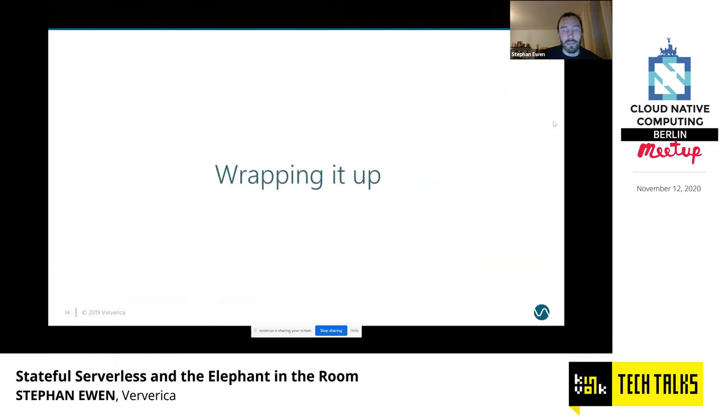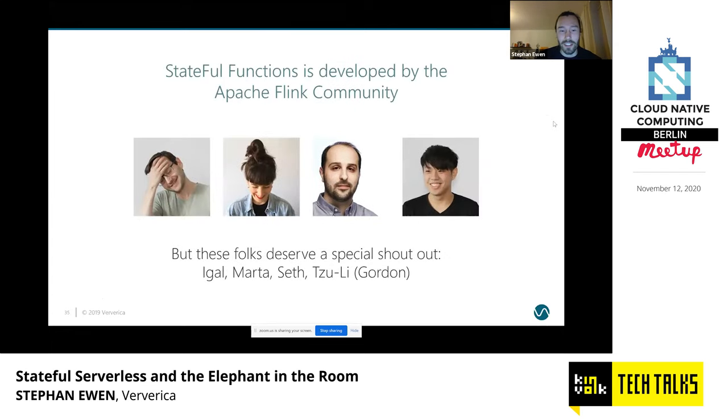I'll skip over the rest because I'm running out of time, and I would like to leave some time for questions. Just briefly, this project is part of Apache Flink. It's developed by a handful of people in addition to me. Those folks actually do a lot more work, so they deserve more credit than I do for this work. I just happened to be the one presenting today.